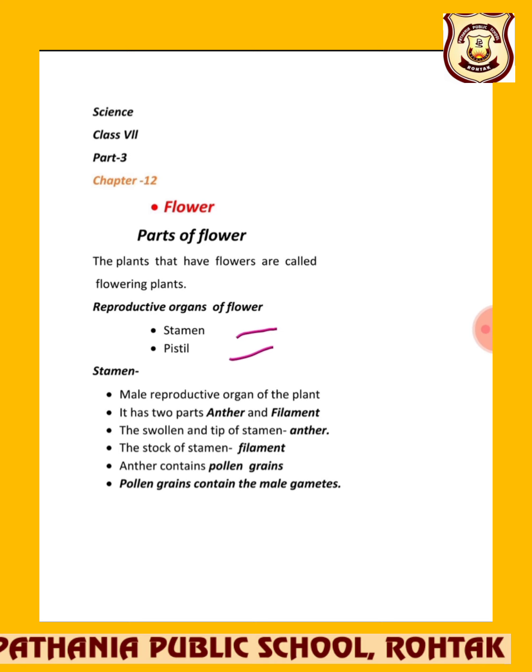Stamen, what is stamen? Stamen is the male reproductive part of a plant. It is the organ, we can say. It has two parts, beta: anther and filament. A-N-T-H-E-R, anther, and F-I-L-A-M-E-N-T, filament. The swollen tip of the stamen is called anther, and the stalk of the stamen is called filament. Anther contains pollen grains, and these pollen grains contain the male gametes.